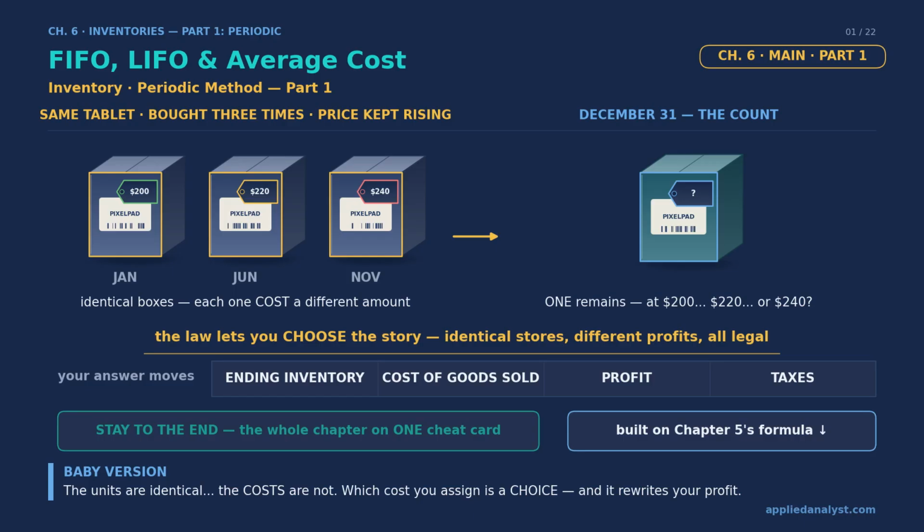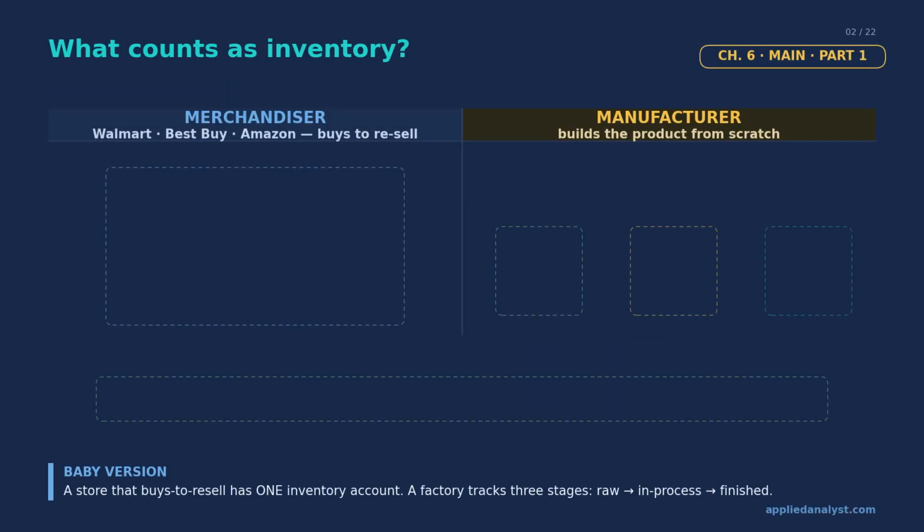But before we cost a single tablet, something even more basic. What even counts as inventory? 2 kinds of company. Then straight back to that 1 lonely tablet. So what counts as inventory? 2 kinds of business hold it, and they file it very differently.